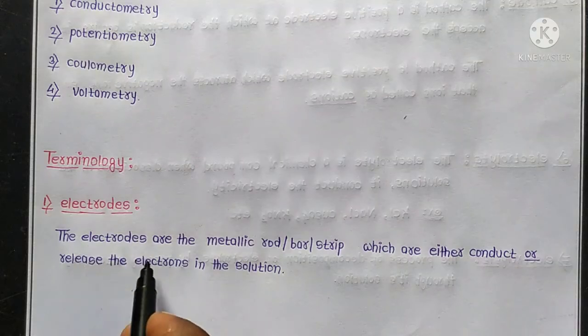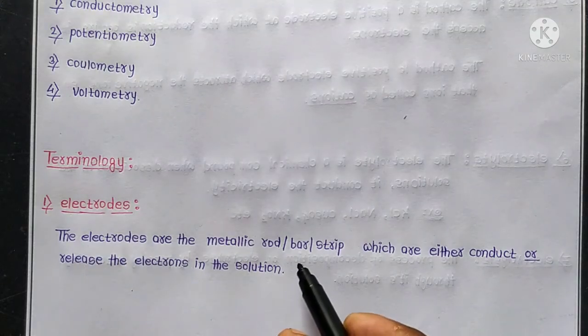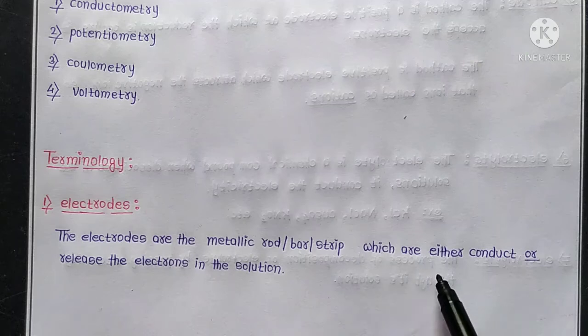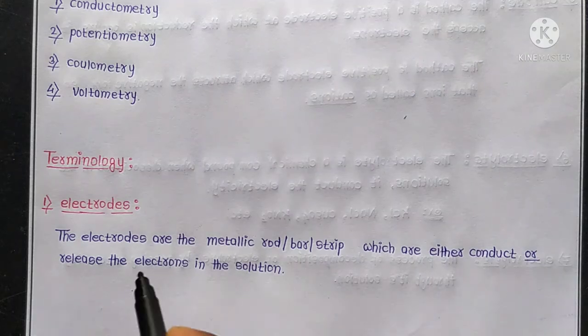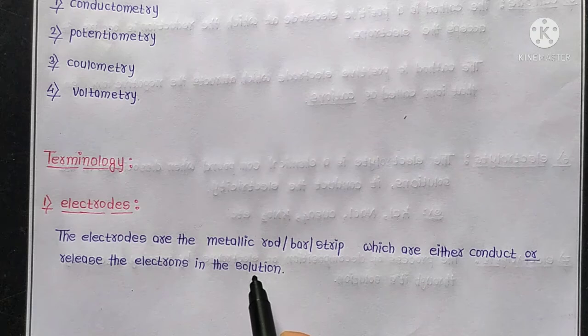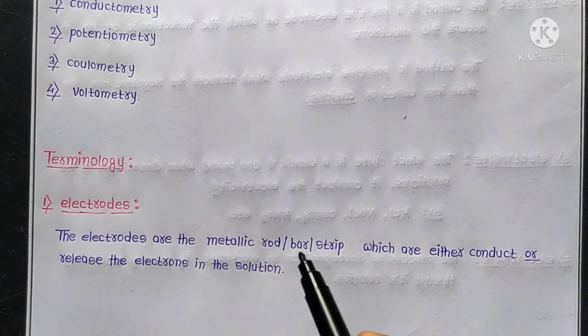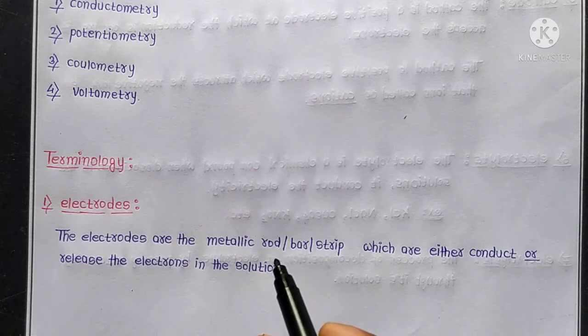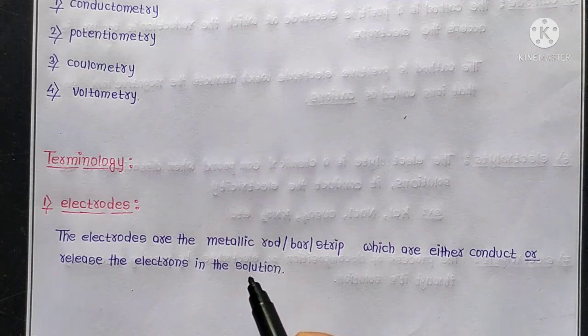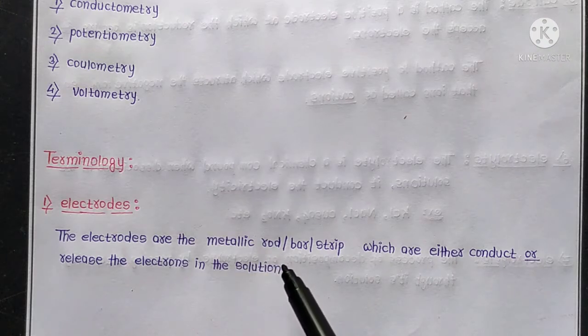So, electrode. Basically electrodes are metallic rods, bars or strips which either conduct or release electrons inside the solution. They are placed inside the solution, and either they conduct the electricity or they release the electrons into the solution. So these are called electrodes. Copper electrodes, iron electrodes or mercury electrodes are generally used in the electroanalytical techniques.